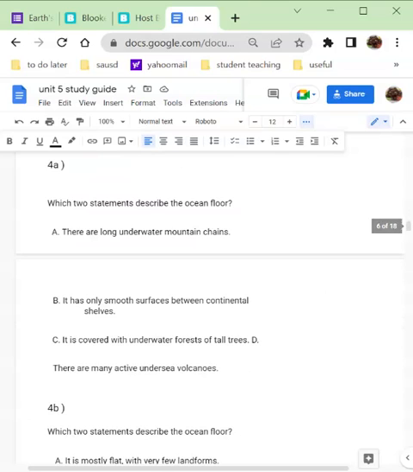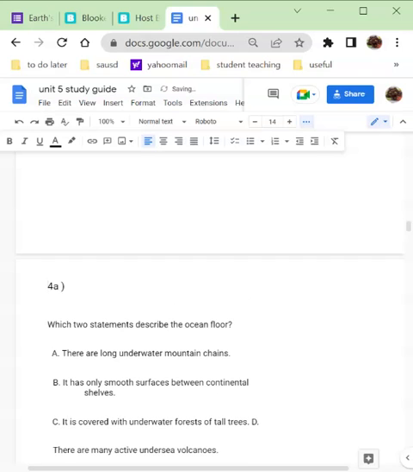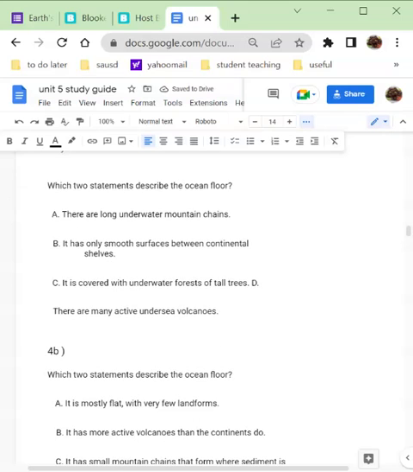Okay, and then which two statements? Let me just click this up. Okay, which two statements describe the ocean floor?